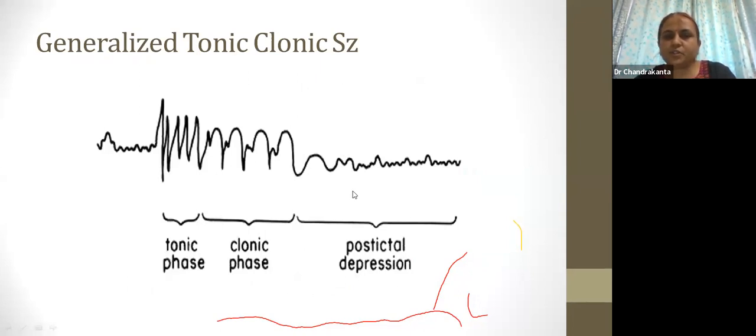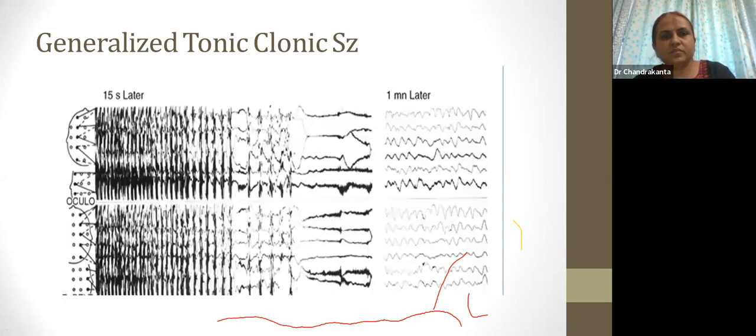And after the seizure is over, the background doesn't return to normal immediately. There is some depression of the background or other background changes for some time. So this is showing a generalized tonic-clonic seizure. With the start of the seizure, there are multiple spikes. And then during the clonic phase, it slows down to a spike wave pattern. And when there is the end of the seizure, there is background suppression. And later on, it becomes normal.